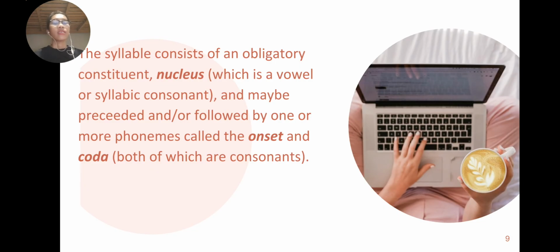Okay, so the syllable consists of an obligatory constituent, the nucleus, which is a vowel or a syllabic consonant, and it may be preceded and followed by one or more phonemes called the onset and the coda, and they are both consonants, the onset and the coda. So let's take a look at some examples.